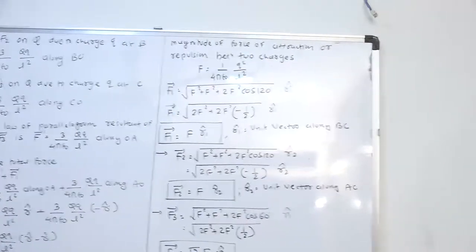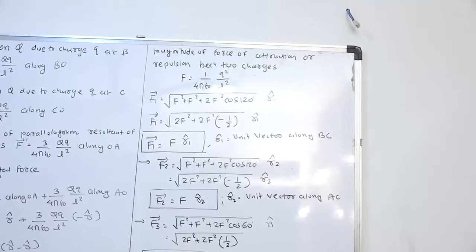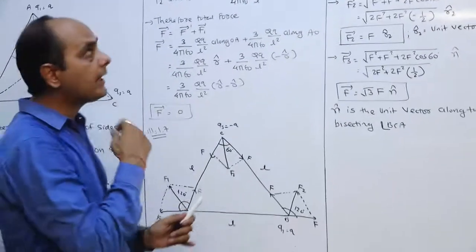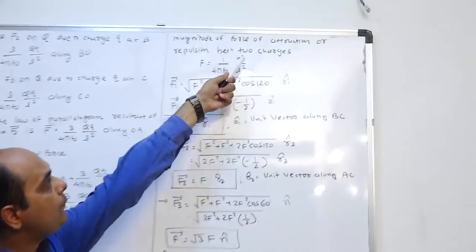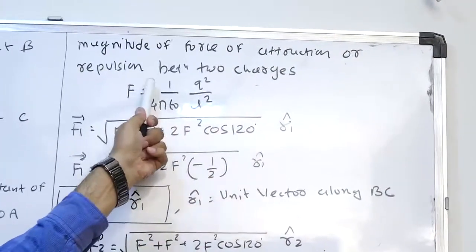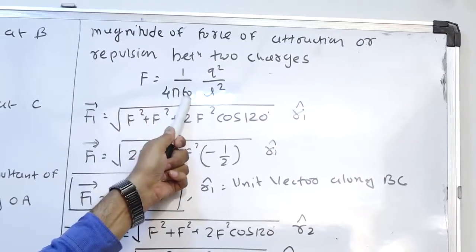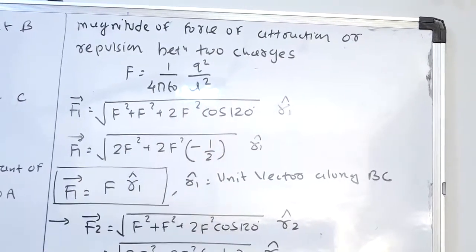First of all, we are calculating the force acting at point A, but the magnitude of the force is not the same everywhere. The length of the triangle is not L. The magnitude of the force of attraction or repulsion between two charges is given by F equal to 1 upon 4 pi epsilon 0 q square by L square.